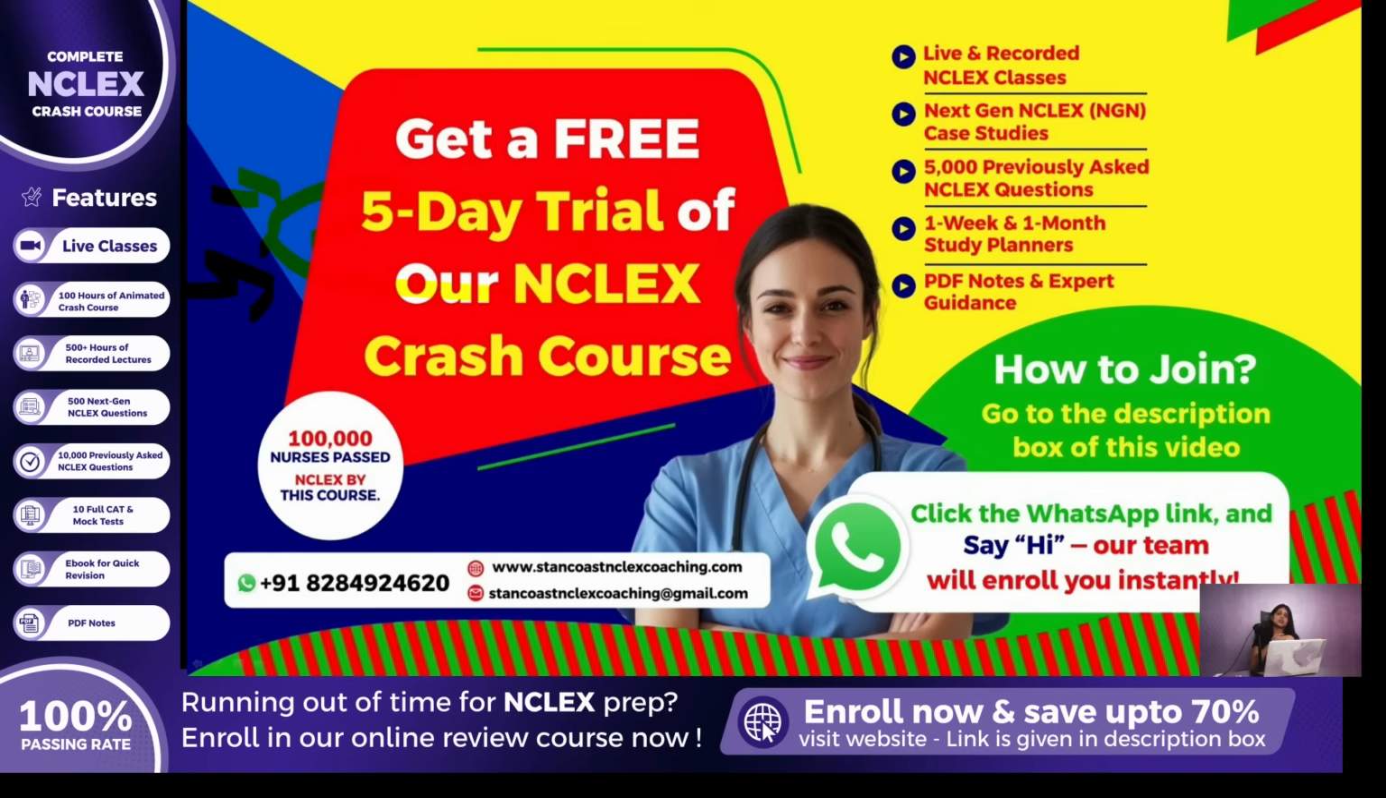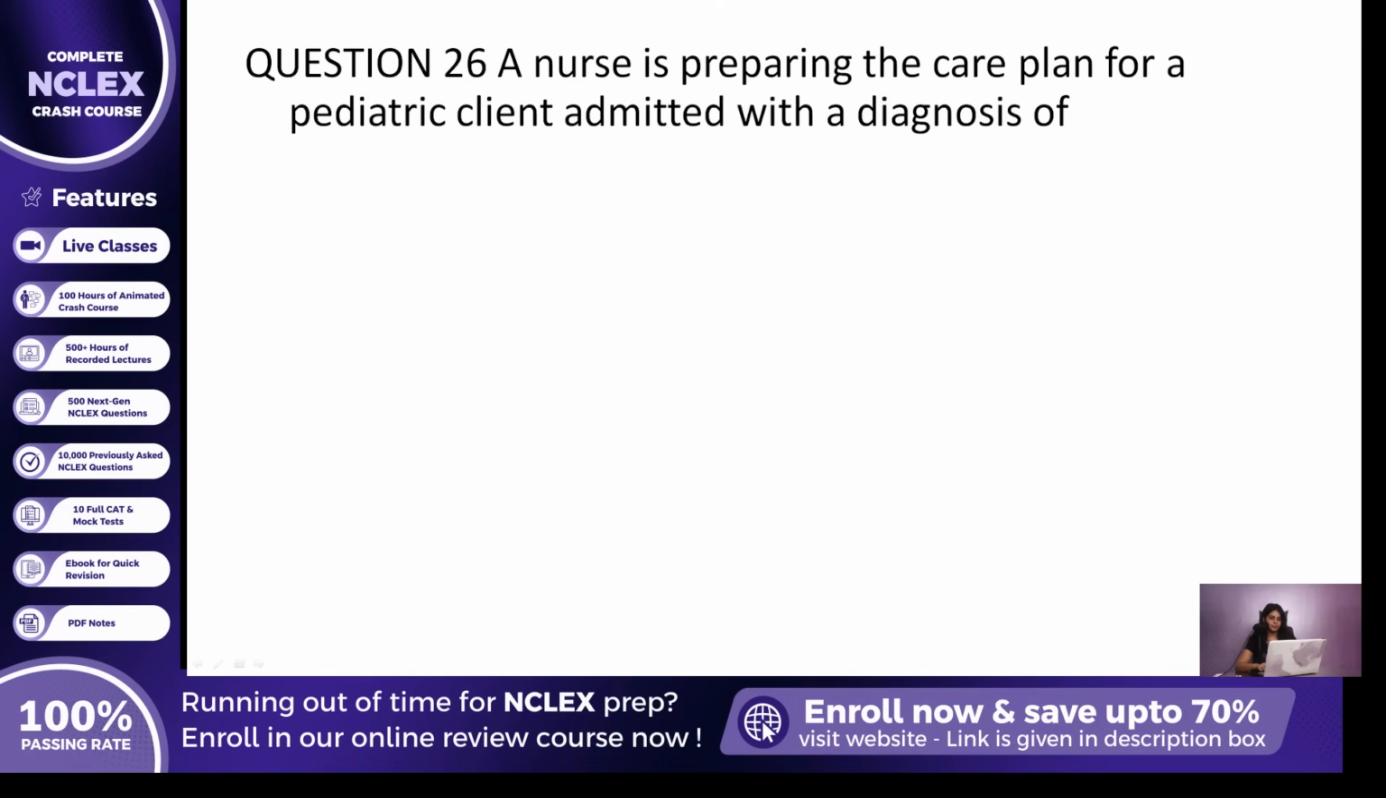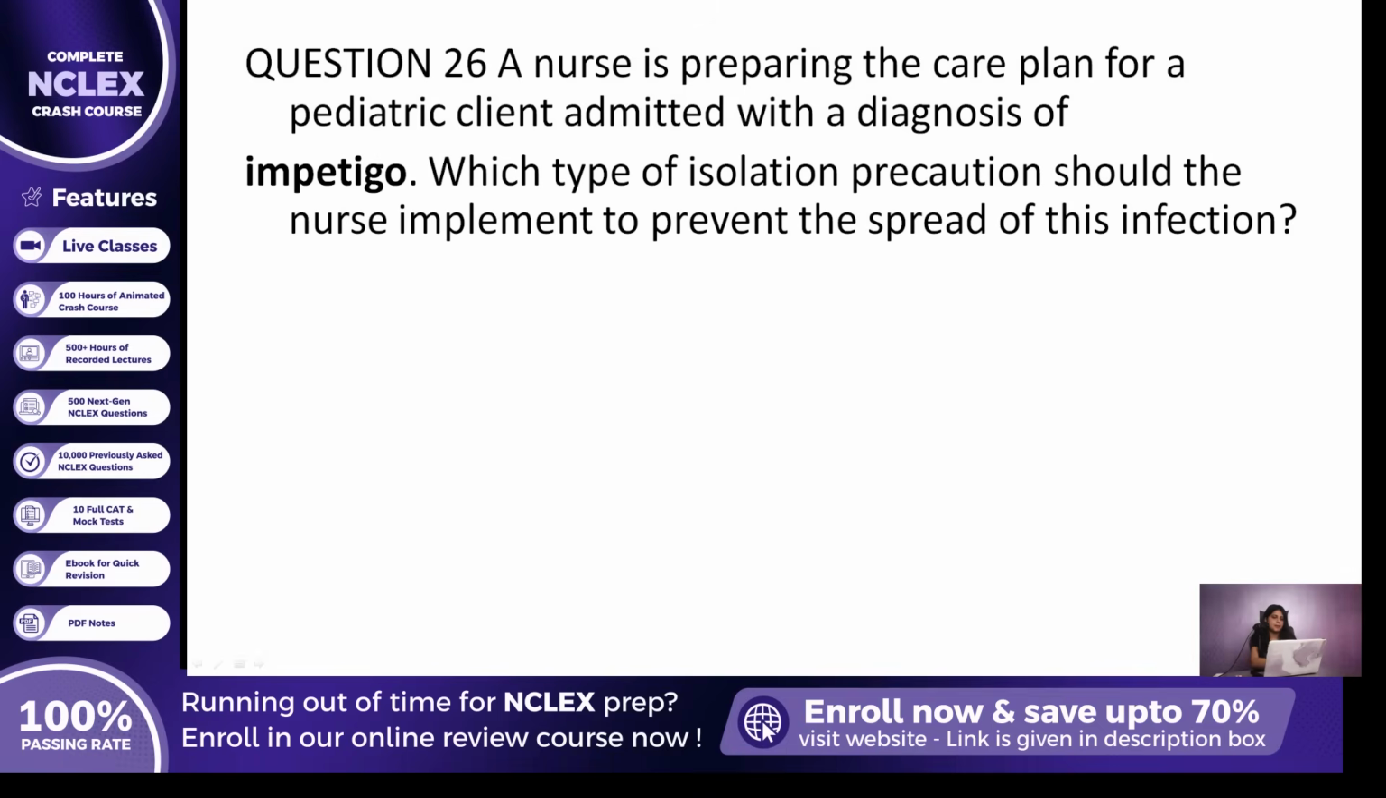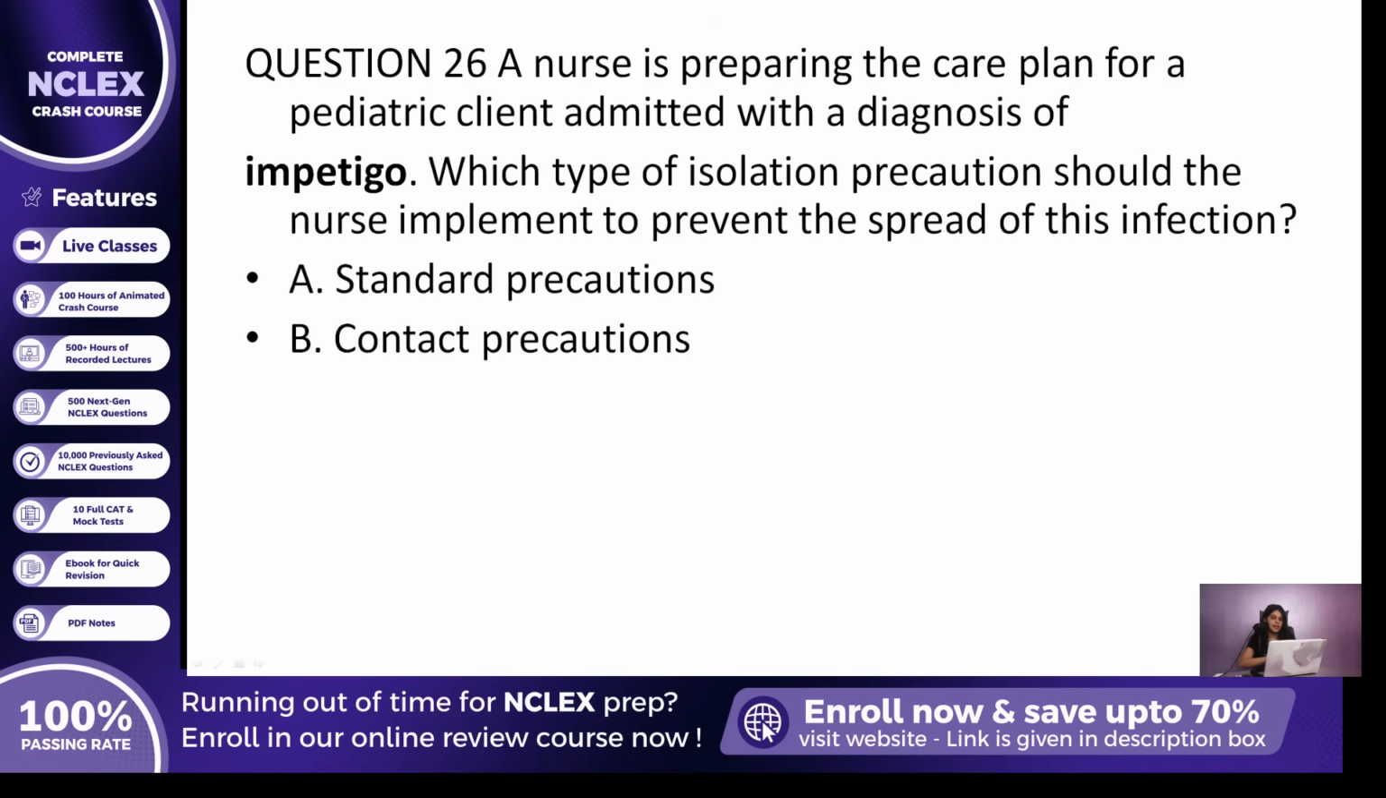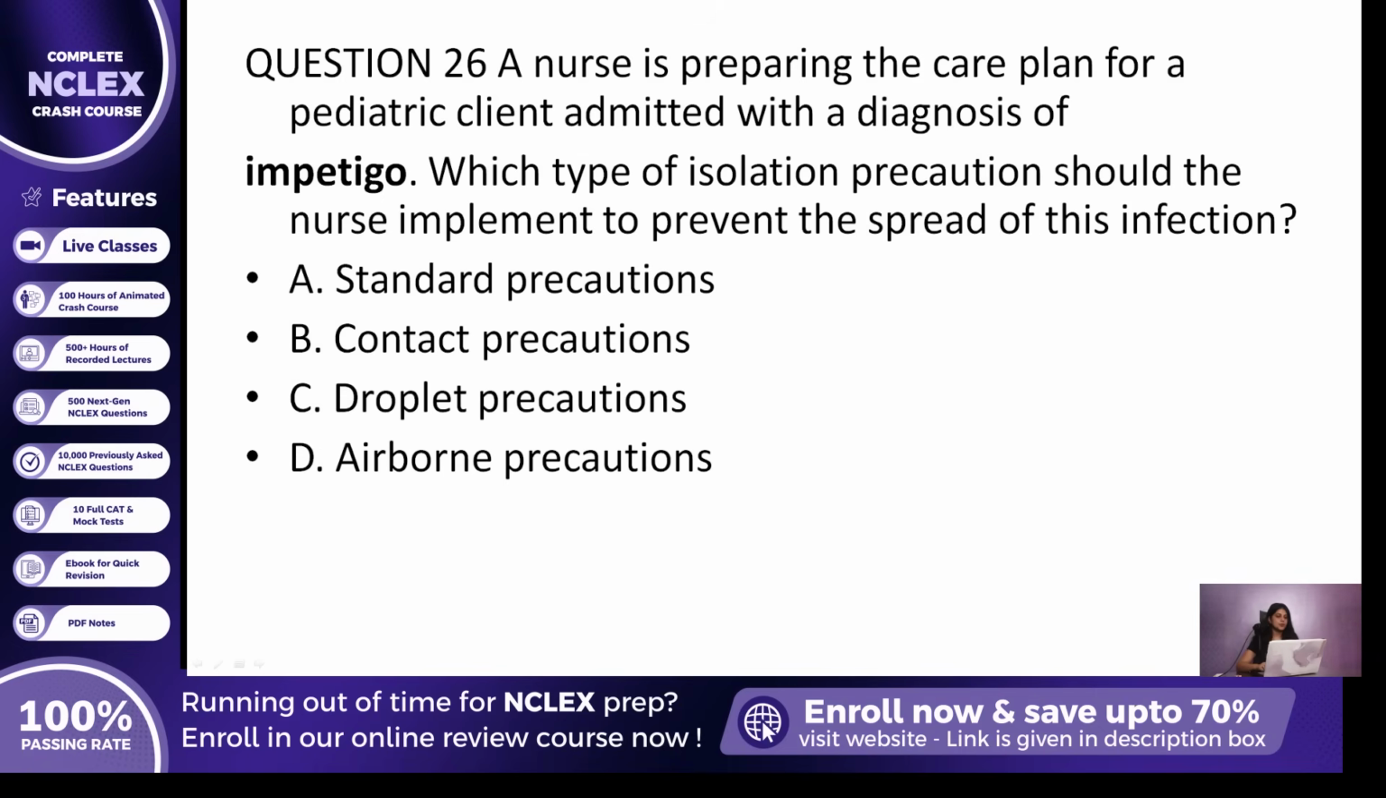Let us now shift our focus to a pediatric infectious disease scenario for question 26. A nurse is preparing the care plan for a child admitted with Impetigo. What type of isolation precaution is most appropriate to prevent transmission? Here are the options. A. Standard precautions. B. Contact precautions. C. Droplet precautions. D. Airborne precautions. The correct answer is option B, contact precautions.